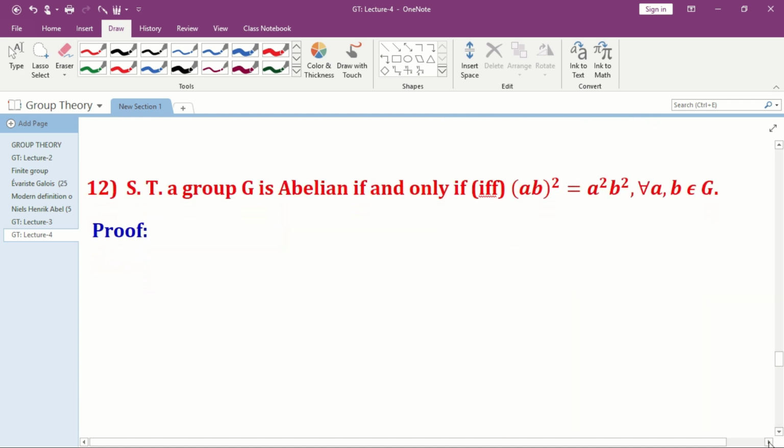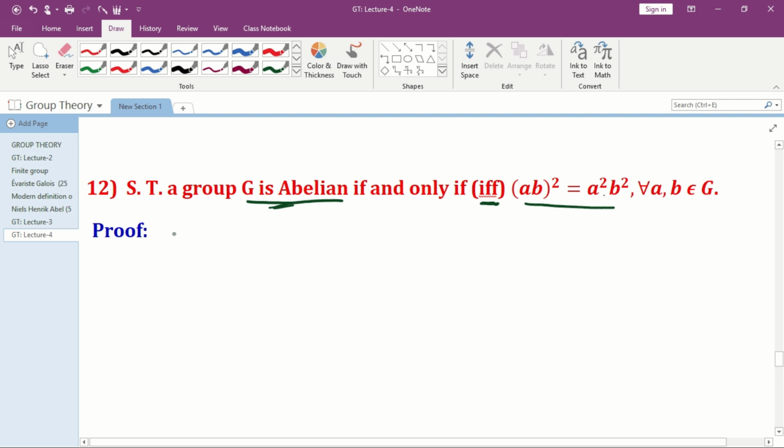Next question is, show that a group G is abelian if and only if, the short form is IFF, AB whole square is equal to A square B square for all A, B belongs to G. So again, if you get if and only if, we have to prove two cases. In the first case we have to assume G is abelian, and we have to prove AB whole square is equal to A square B square for all A, B belongs to G. And the converse part is, we have to assume AB whole square is equal to A square B square, and we have to prove G is abelian.